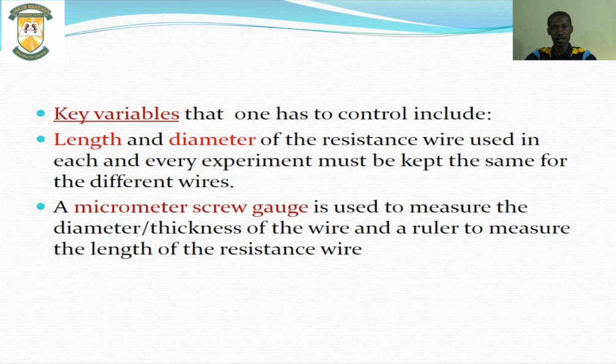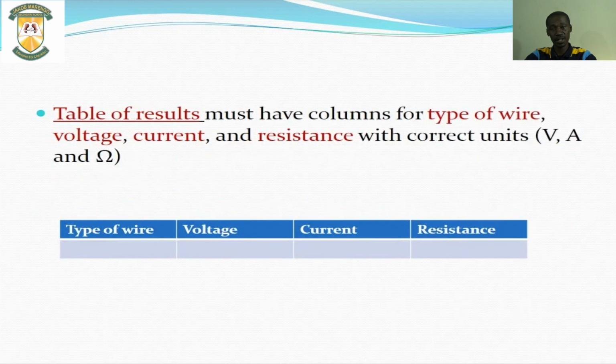You are further asked for the key variables which you are supposed to control. In this experiment, the length as well as the diameter of the resistance wire must be kept the same for the different wires. We were also supplied with a micrometer screw gauge, so you can use it to measure the diameter of the wire. In some cases, you can make use of a ruler to measure the length of the resistance wire as well.